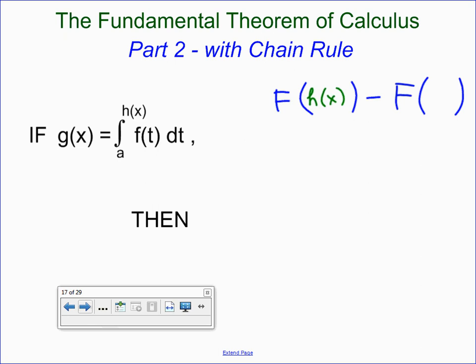Right? Is h of x my upper limit? What's my lower limit? Some constant a. So that would be a constant. If I were to differentiate that to generate the derivative of g, call it g prime of x, I'd be differentiating big F of h of x, and I'd be differentiating F at a, some constant.